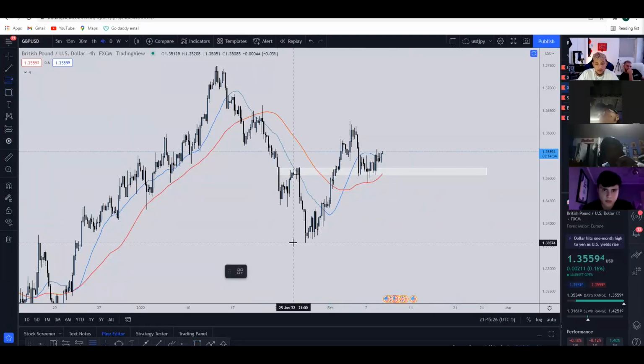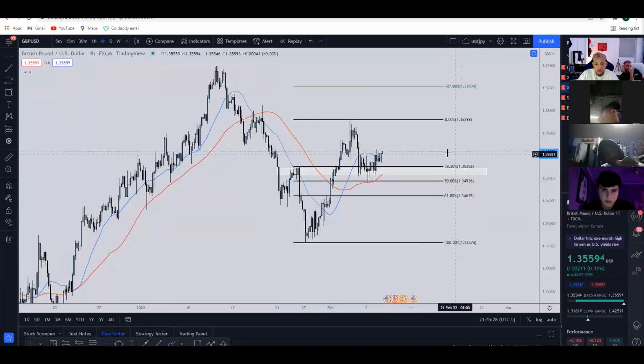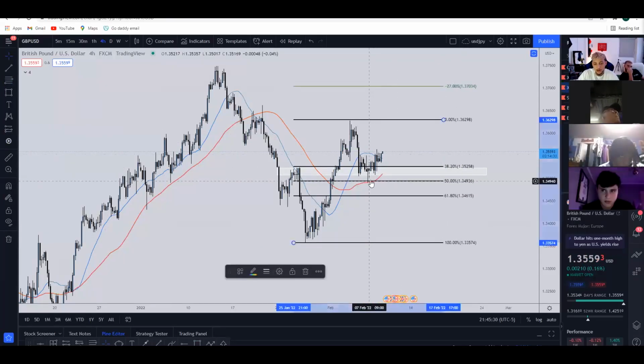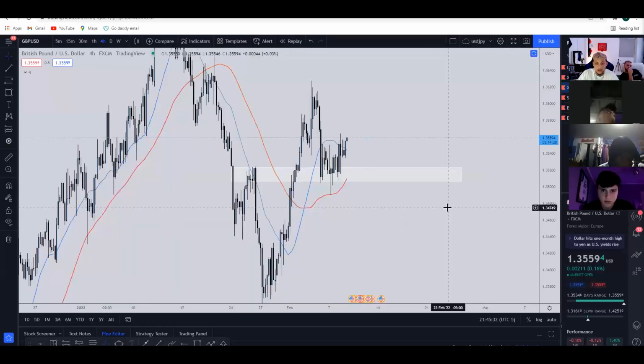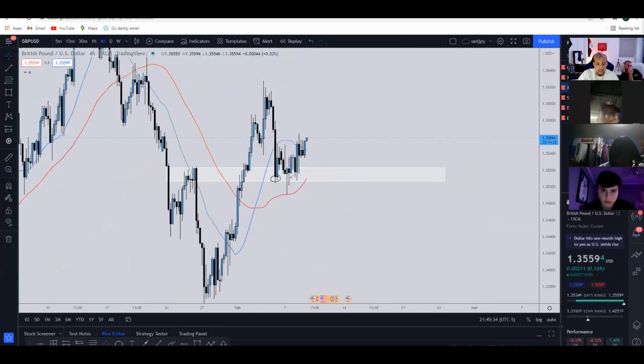You can pull a Fibonacci retracement tool from this point to this point, seeing that price pulled back just about 50%. More importantly, though, price never broke under this level of support. So now we know that market structure is bullish because it went from making lower lows and lower highs to now making a higher high, right?